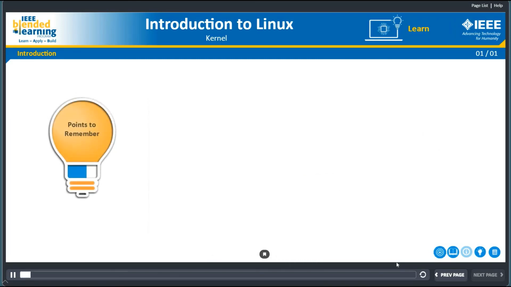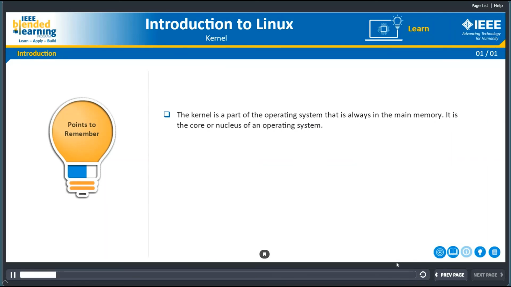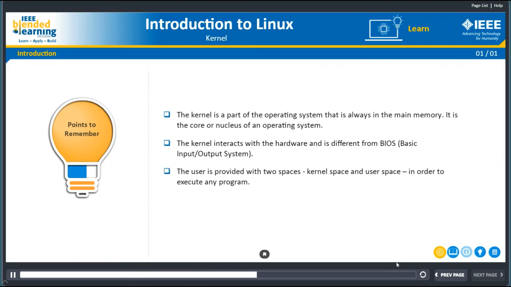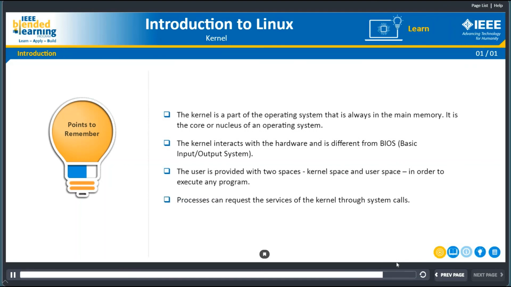Points to remember. The kernel is a part of the operating system that is always in the main memory. It is the core or nucleus of an operating system. The kernel interacts with the hardware and is different from BIOS or Basic Input-Output System. The user is provided with two spaces, kernel space and user space, in order to execute any program. Processes can request the services of the kernel through system calls.